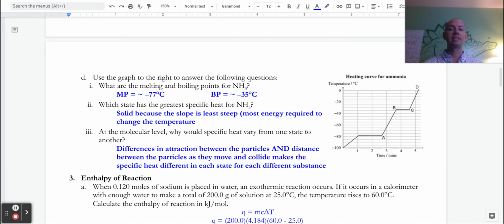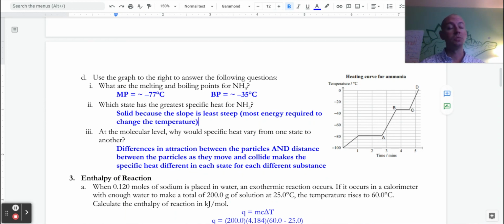The greatest specific heat means which one takes the most energy to change the temperature. So it's actually going to be the flattest section, which is why the solid is correct. It's the least steep, or the most energy is required to change that temperature. At the molecular level, why does specific heat vary? And this is true for ammonia, for water, for everything. You're never going to see all 3 sections with the exact same slope.